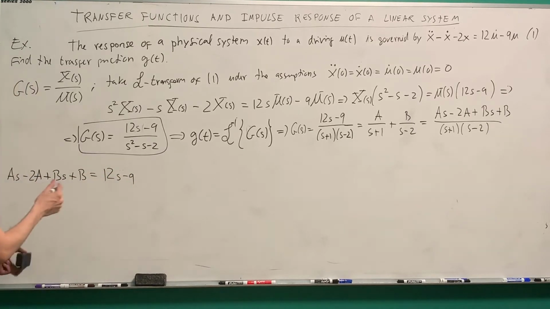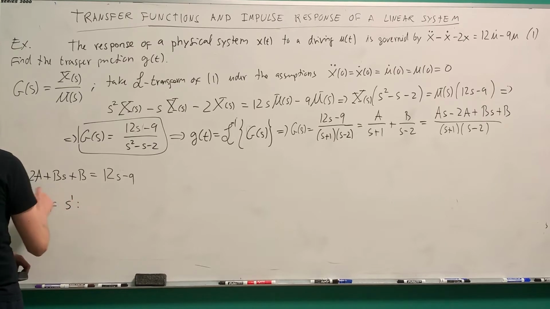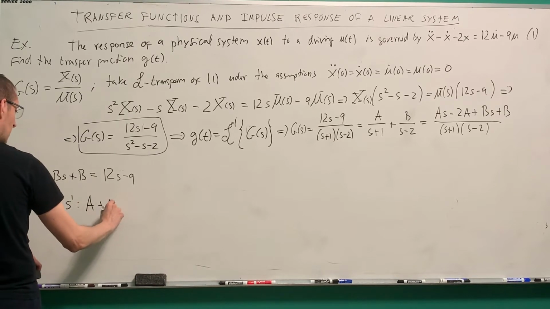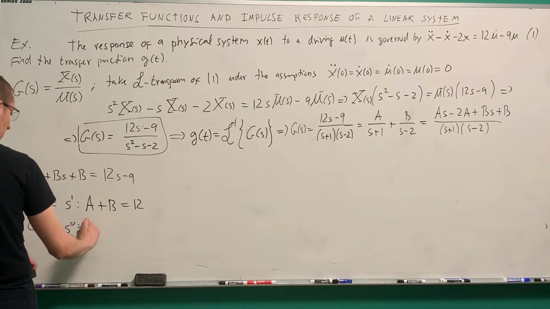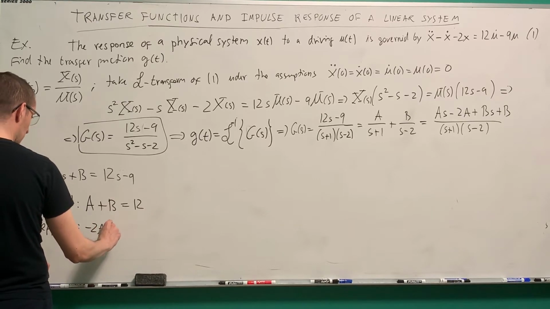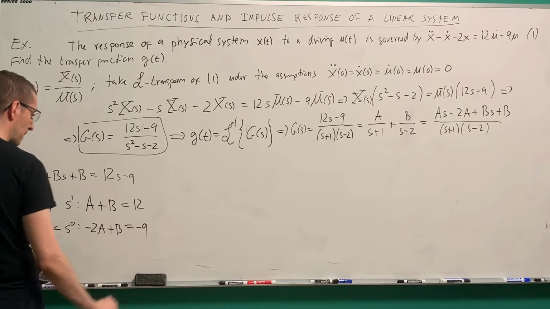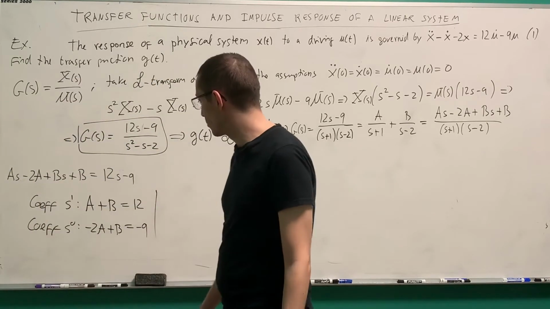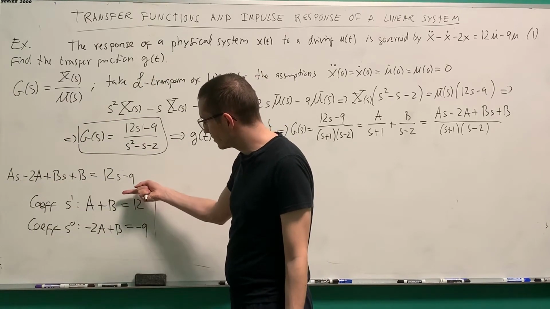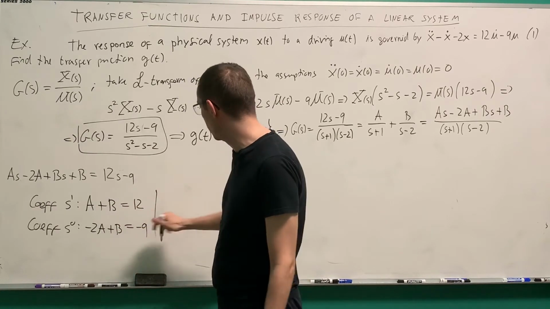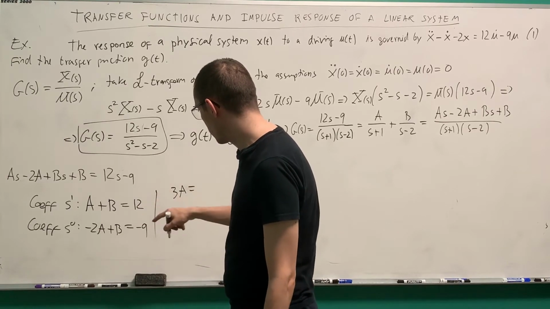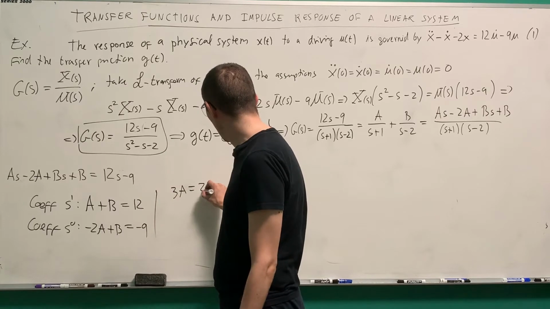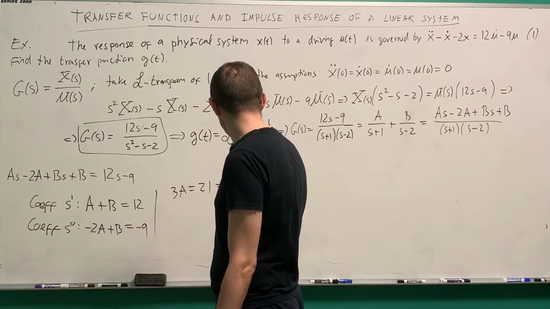Wonderful. I equate coefficients on both sides. The coefficients of s to the 1 give me a plus b equals 12. On the other side, the coefficients of s to the 0 give me minus 2a plus b equals minus 9. All right, this system of equations is very easy to solve. The easiest way is to subtract the second from the first. If we subtract the second from the first, I get 3a, b cancels, equals 12 plus 9, so 21. All right, nice, so a is 7.